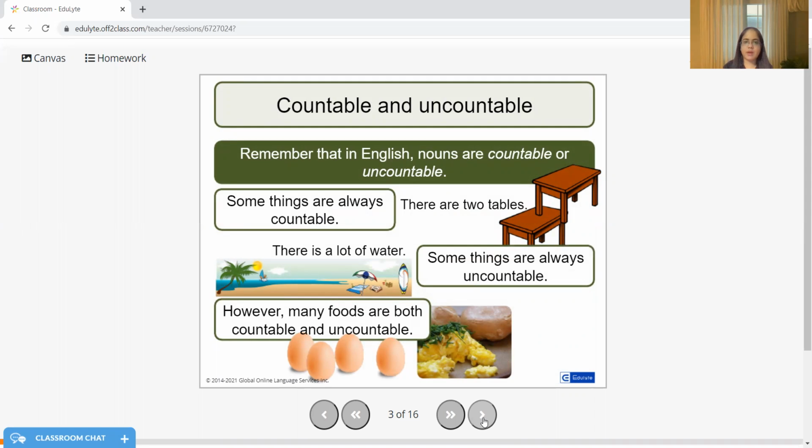Let's first understand about the countable and uncountable nouns. Countable nouns are those which can be counted. For example, chair, apple, eggs, pens, pencils, or maybe oranges. These are some of the quantities that we can count. And uncountable nouns are those which are not easily counted in number, for example, water, rainfall, snowfall, sunshine, air, or maybe happiness, love. These are some of the things which we cannot count.